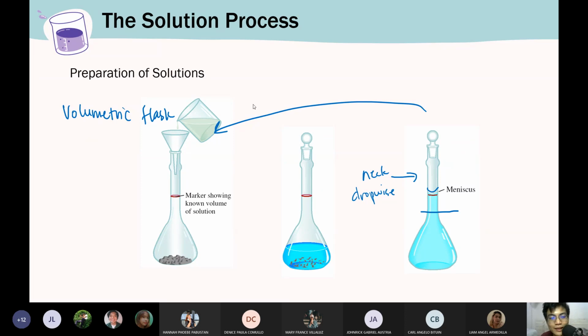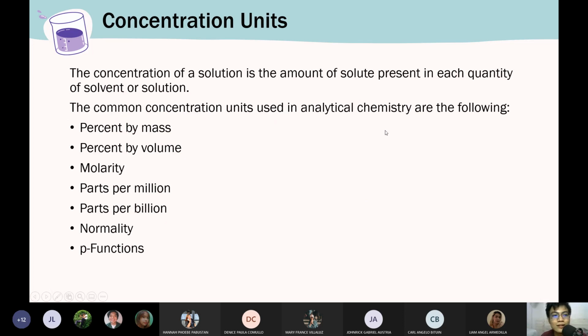So, yan. Yan na yan. So, I guess since there are no questions, then we can proceed with the second part. 2 out of 4 natin. Okay? So, in this part, let's talk about the concentration units. Actually, you have an idea na kanina.